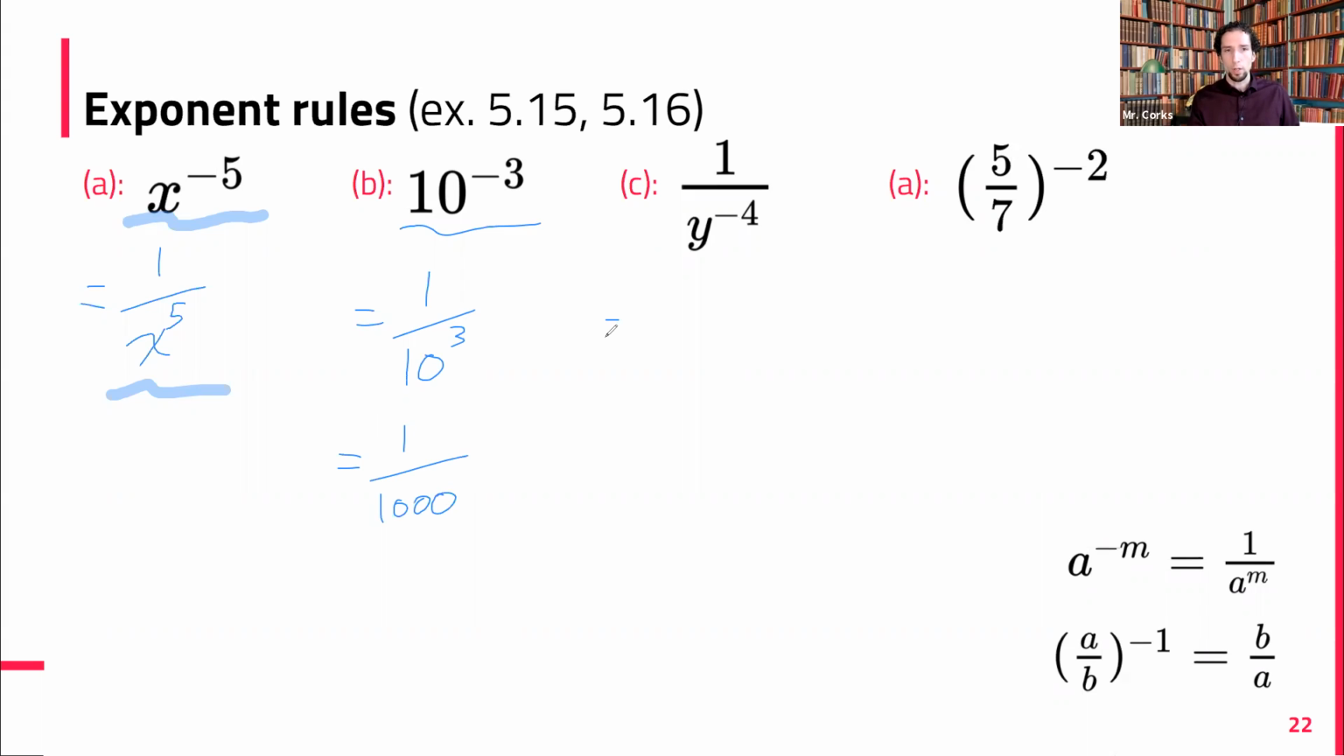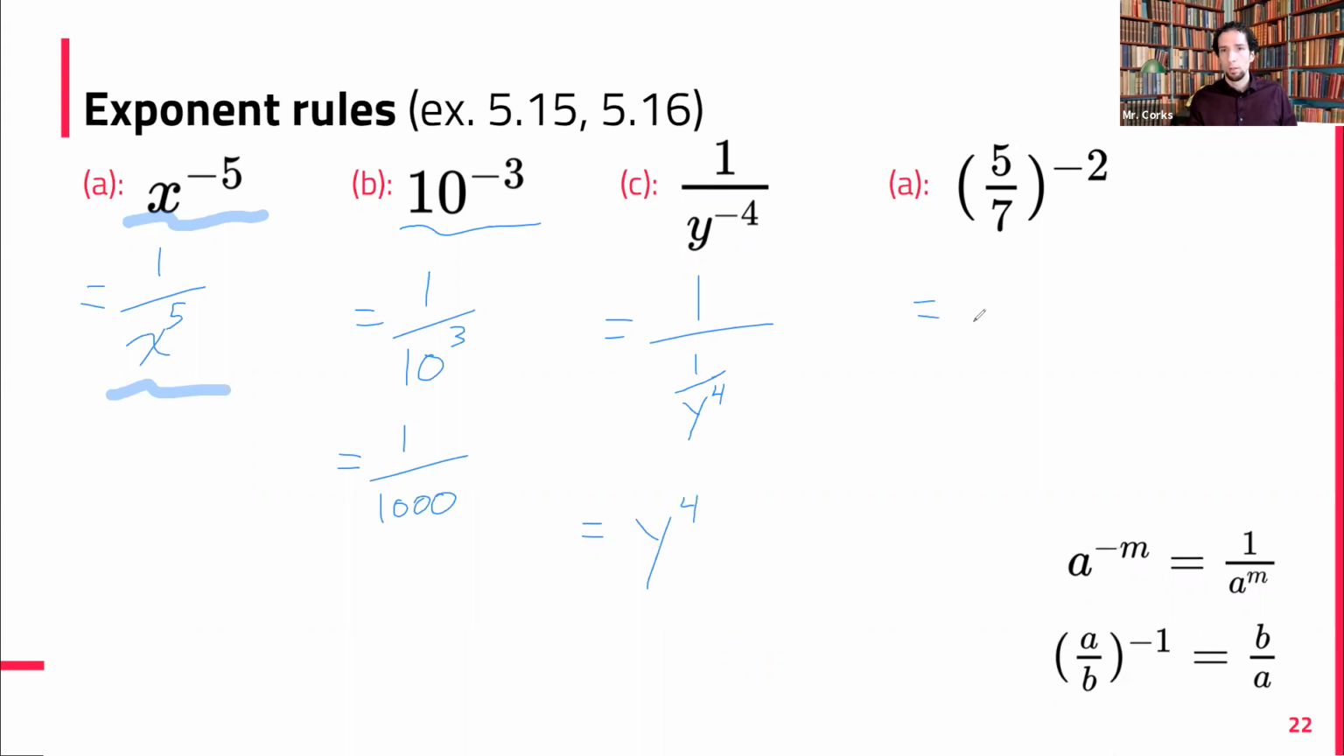Okay, next one, 1 over y to the exponent -4. Y to the exponent of 4. I'll add an extra step here. 1 over 1 over y to the exponent 4. If it's 1 over something, we can think about dividing fractions. So you invert and multiply. Turns out y to the exponent 4.